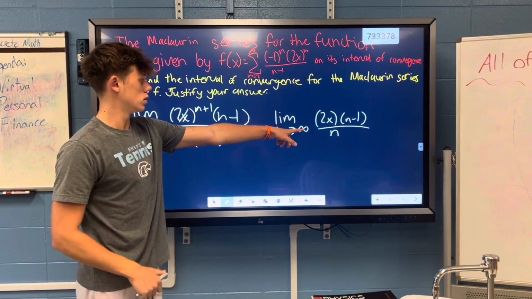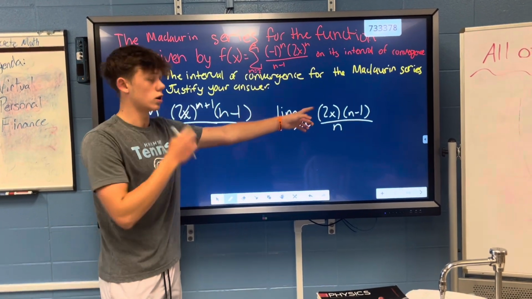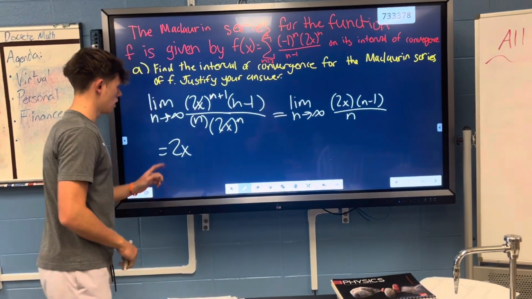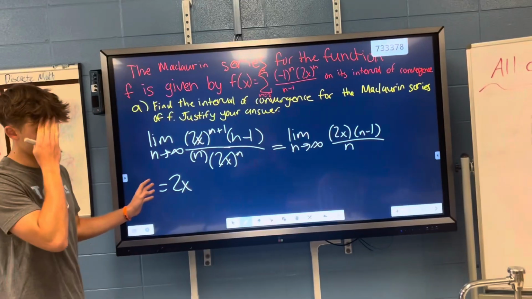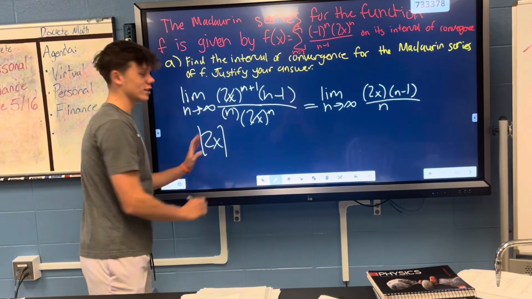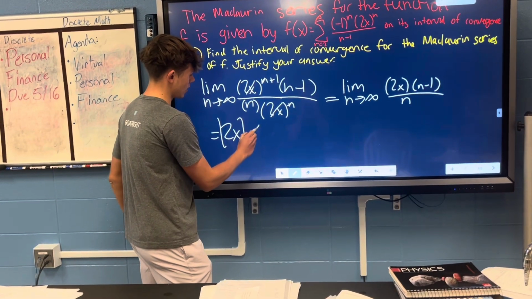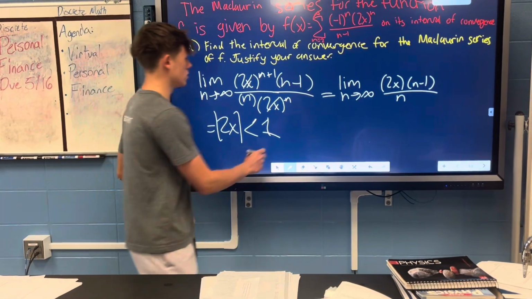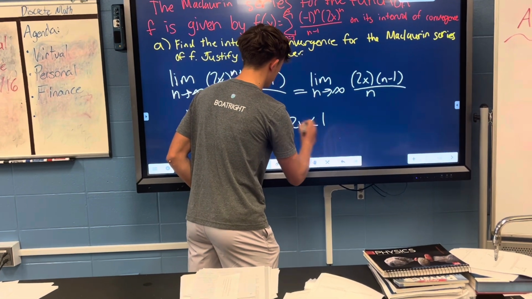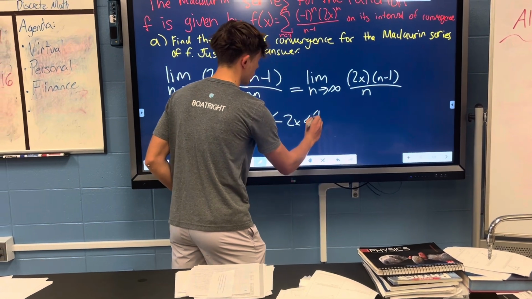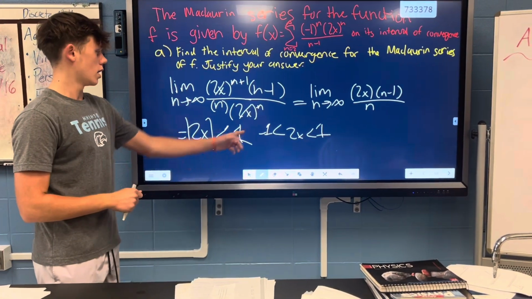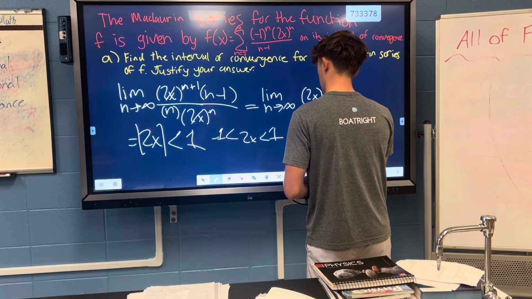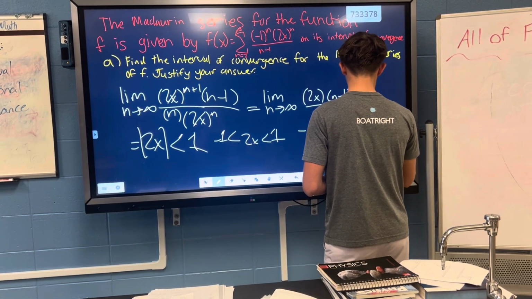And then to solve this, you just look at the leading coefficient of each term. So this is going to equal the absolute value of 2x. Then the absolute value of 2x has to be less than 1, which basically means that 2x has to be between 1 and negative 1 for the series to converge. And then solving that, you get negative 1/2 is less than x, which is less than 1/2.